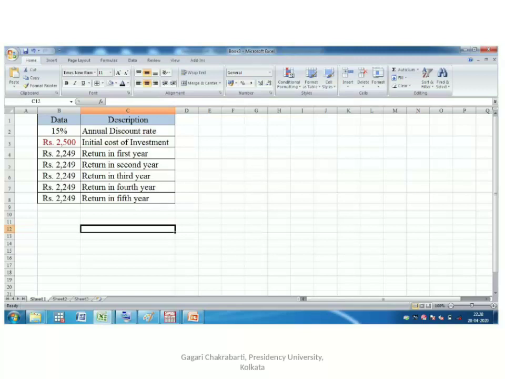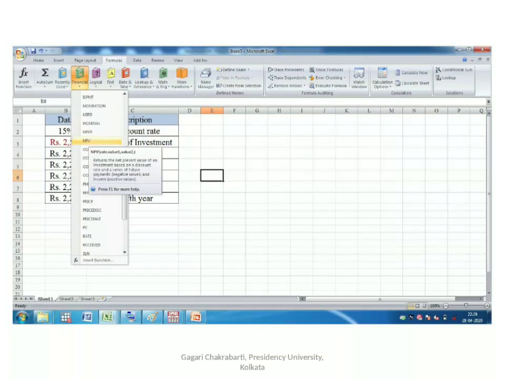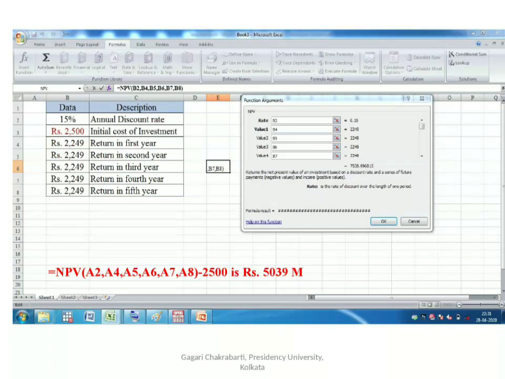So in that case you may get different values of return in the different years, but here we are assuming that, and mind it, the initial cost of investment is a present value. So we are using the NPV formula. So here you will have to enter the data values.